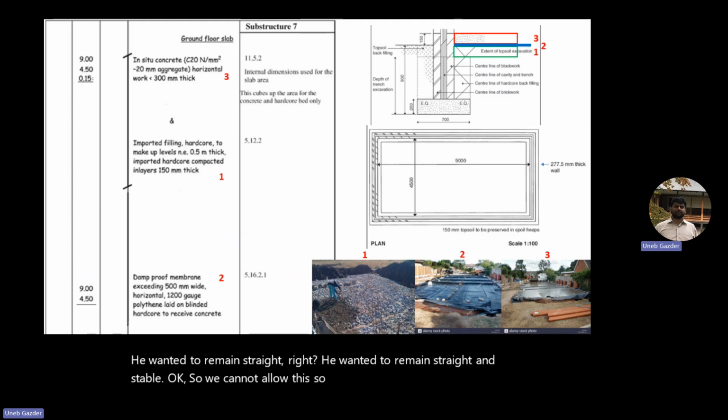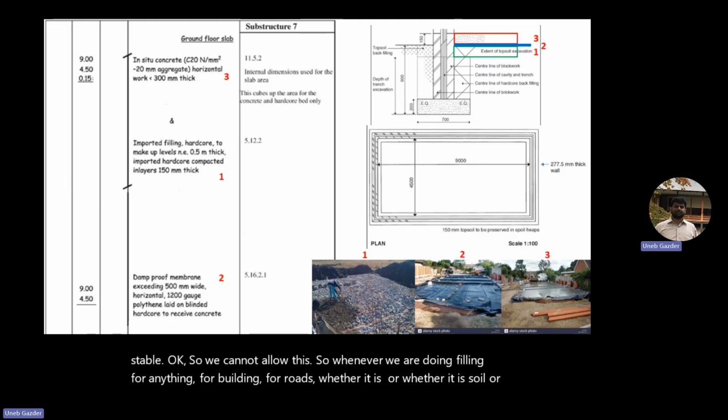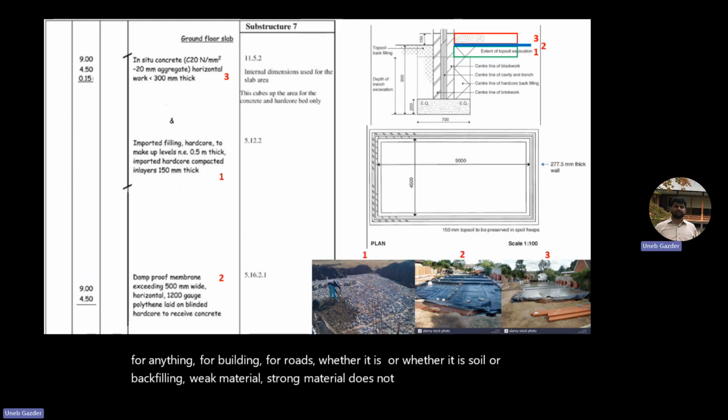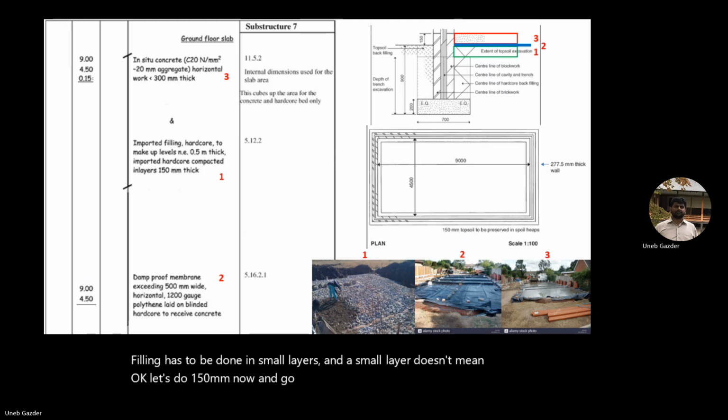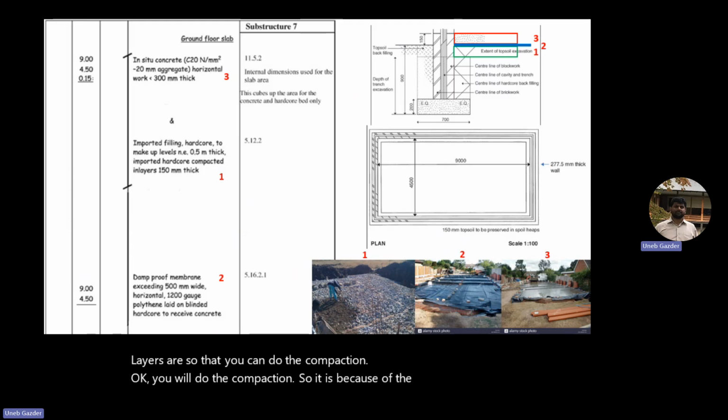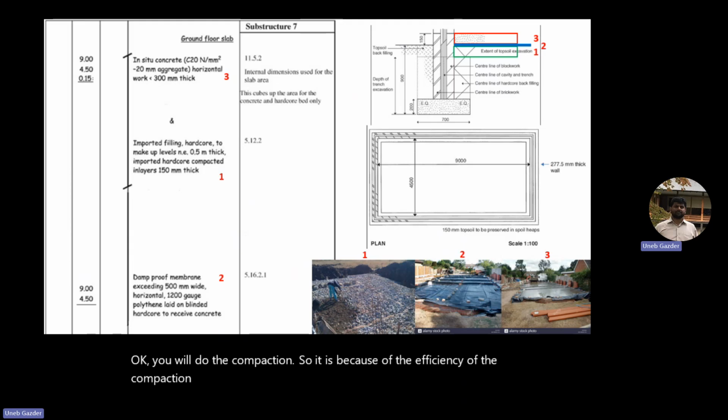So whenever we are doing filling for anything, for building, for roads, whether it is hardcore or soil or backfilling, weak material, strong material, does not matter. Filling has to be done in small layers. And a small layer doesn't mean, let's do 150 millimeters now and go home. Layers are so that you can do the compaction. Compaction is most efficient when you are doing it with small layers.